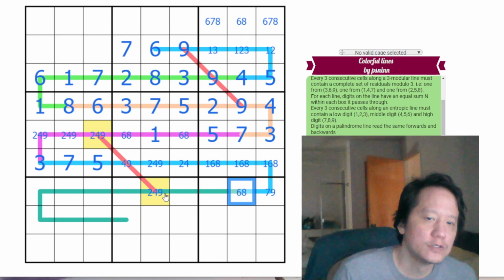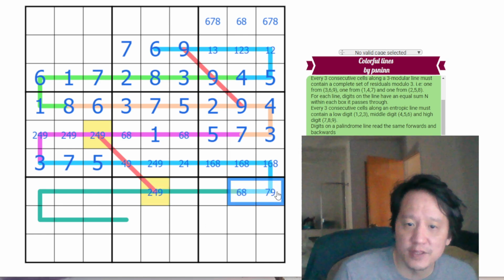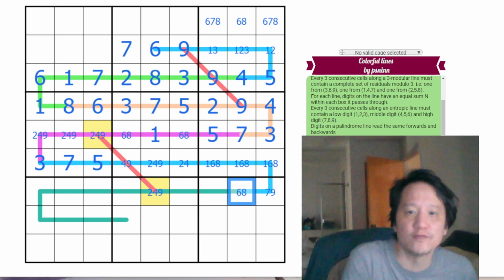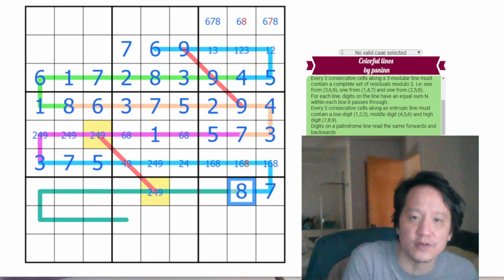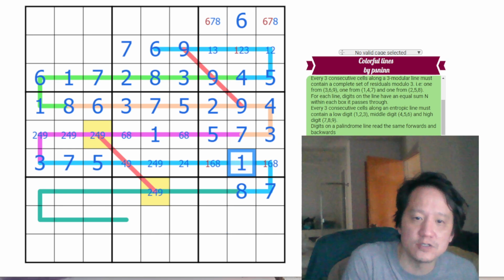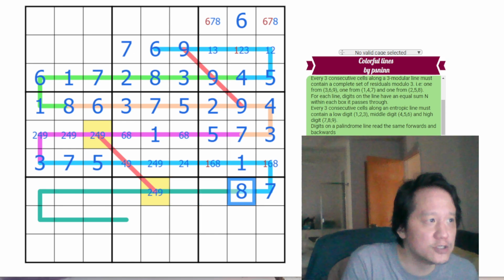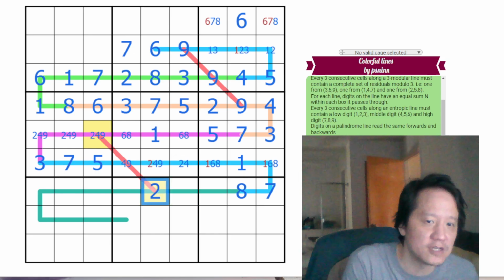Right? So if this was 6, this would have to be 9. But then this has to be 6, 9 because this is 15. So this cannot be 6. So therefore, this has to be 8. This has to be 7. That makes that 6. This is 1. So this is 8 modulo 3, which means it's 2 or 5. So this has to be 2, and that's 2.